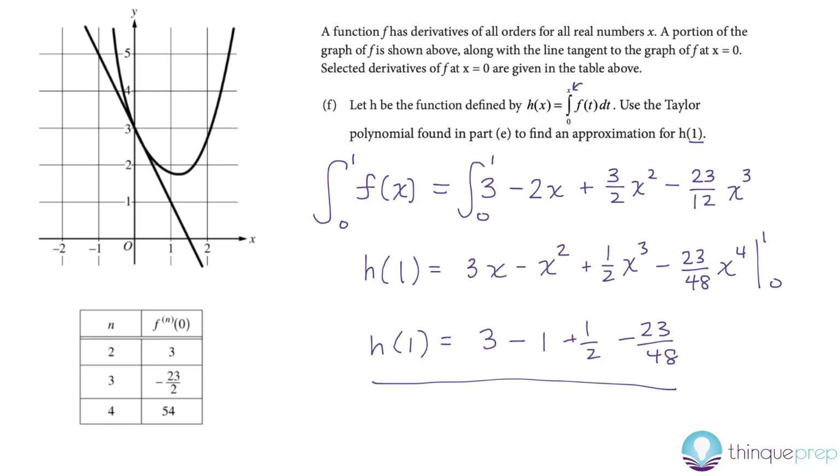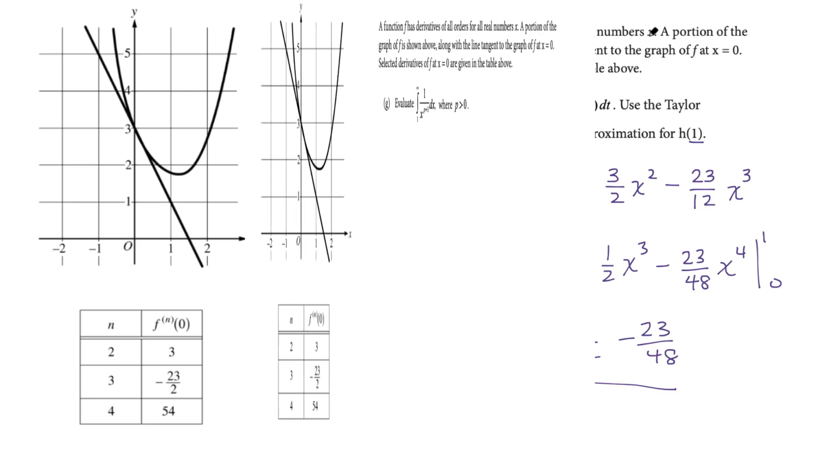So how would I award points here? I think the first thing I would do is give you a point for taking the integral of whatever your Taylor polynomial was and doing it properly. And then another point for getting the right answer. So this would be a 2-point question, I think.